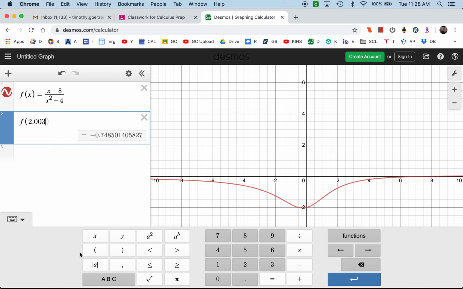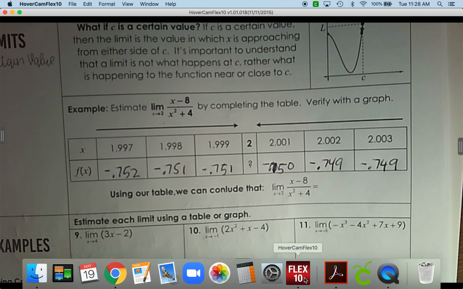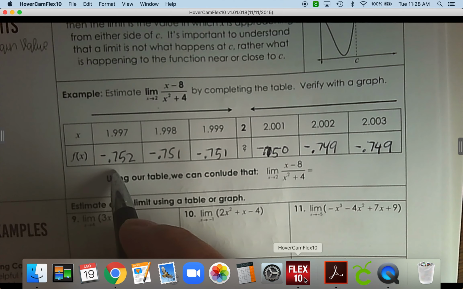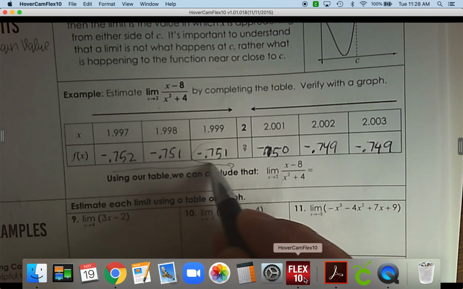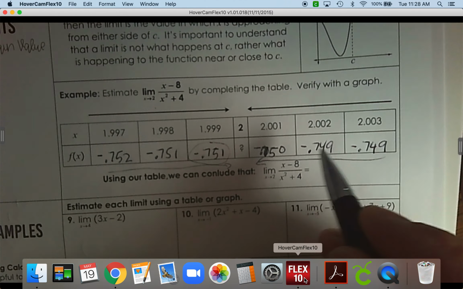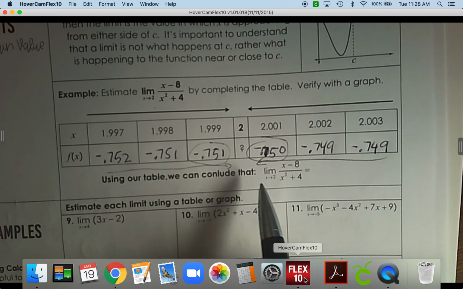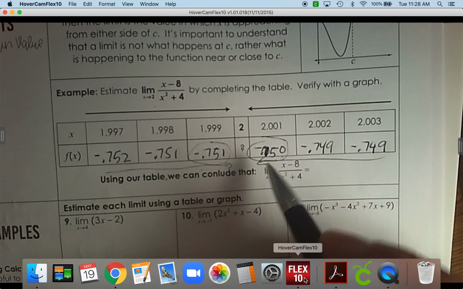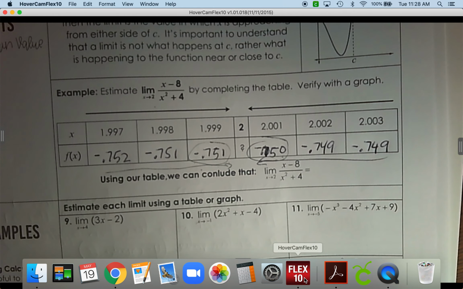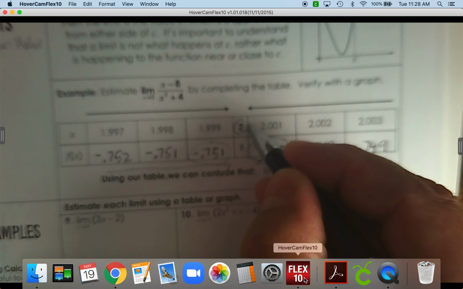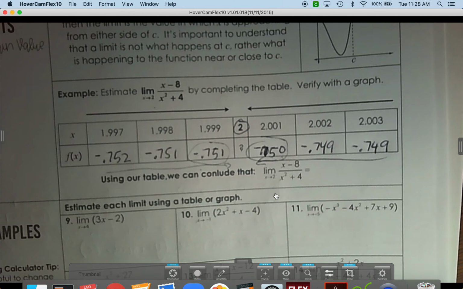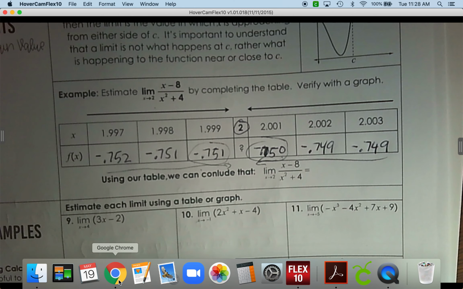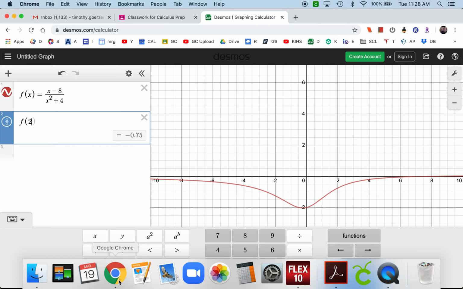So I filled in the table of values. And so what's happening as it's getting closer to 2? What answer are we getting closer to? And the same thing to the left, what answer are we getting closer to? So we have negative 0.751, negative 0.750. It clearly seems like it's getting closer and closer and closer to a certain answer. Now, what would happen if I actually plugged in 2? What would the answer be? So if I just plugged in 2, the answer is negative 0.75.